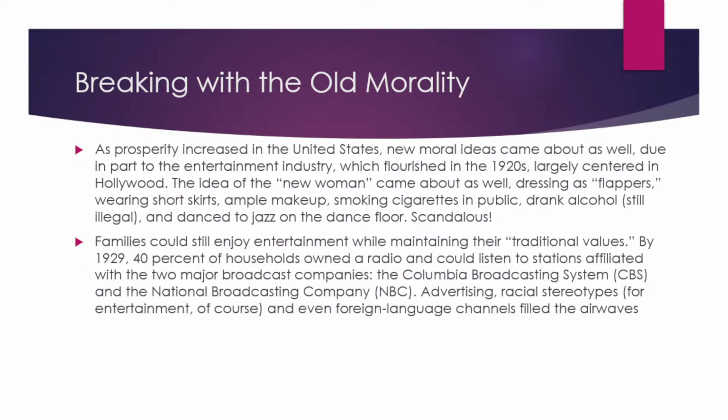So getting away from Hollywood for a moment, we still had traditional levels of entertainment. By 1929, 40% of households had a radio. There were two major broadcasting stations, the Columbia Broadcasting System, CBS, and the National Broadcasting Company, NBC. Yes, CBS and NBC have been around forever. Advertising, racial stereotypes for entertainment because, 1920s. Foreign language channels filled the airwaves. I actually did a bit of reading on this. The 1920s were this sort of wild west of radio stations. As long as you had the capability of putting up a small radio antenna in your backyard, you could make your own radio station.